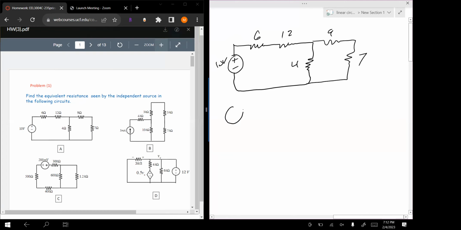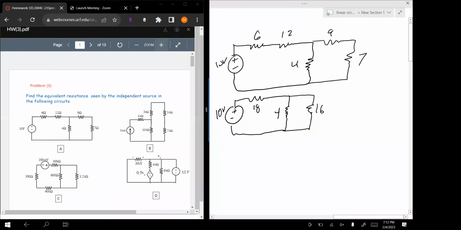Here I'm thinking of combining, just going to do a few steps in one here. So combining resistors in series, this is going to be 18. You just add them together. This will be 16. This will be 4. This is still 10 volts.